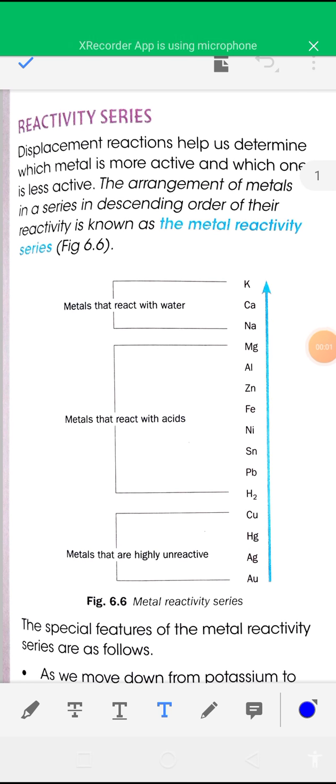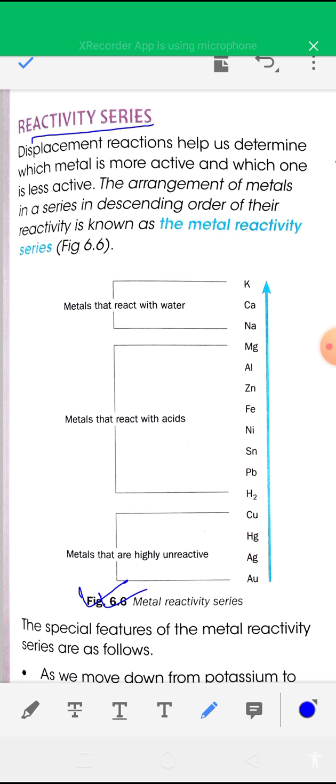Hello students, in this video today I will discuss reactivity series and different types of oxides. So first, see the reactivity series. Figure 6.6, this is the reactivity series of different metals.